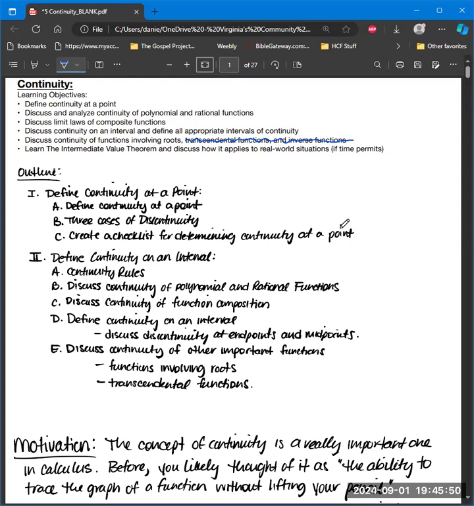So let's go ahead and, if we need to, we'll come back to this when we get to derivatives, because the intermediate value theorem really has to do with derivatives. Derivatives build on the idea of continuity. So I think we'll come back to this. But we'll see if we get to it at the end of the notes today.